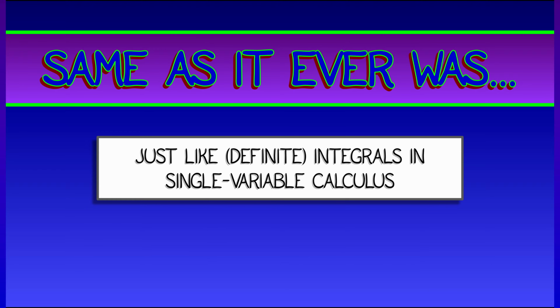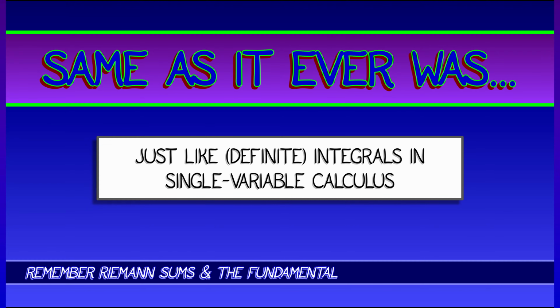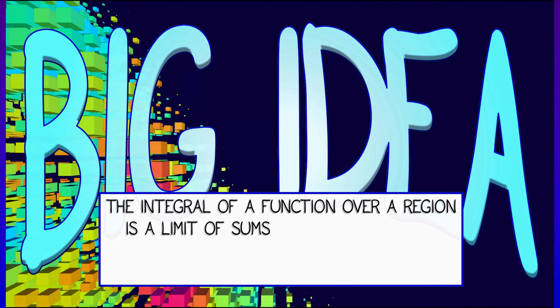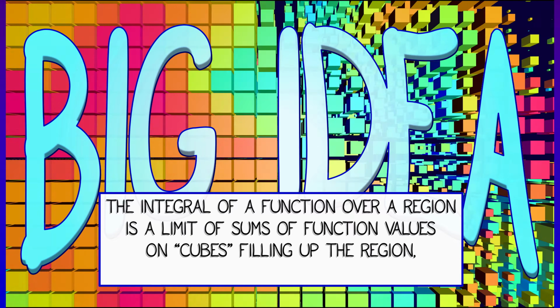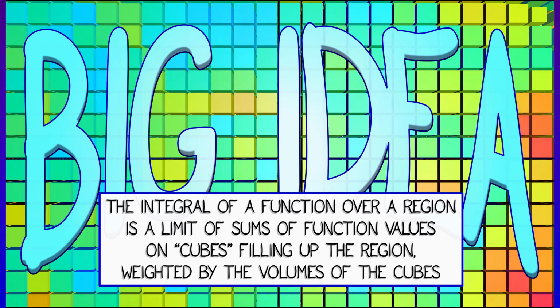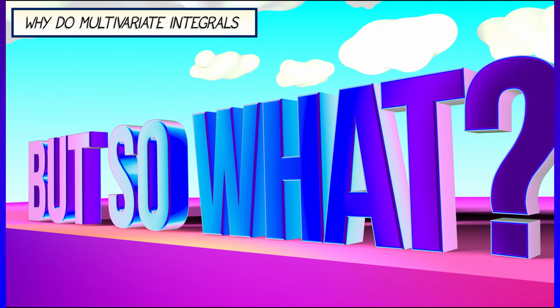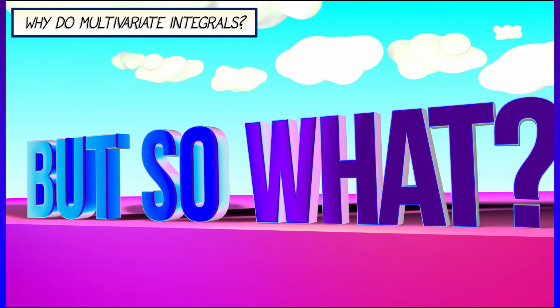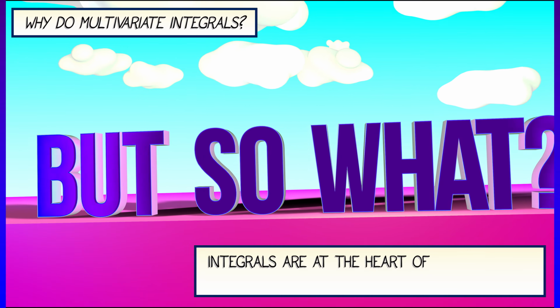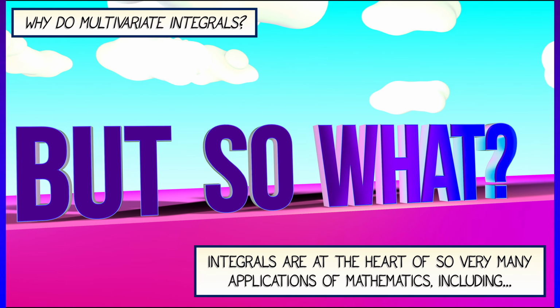We're going to take Riemann sums, the fundamental theorem, all that and more, and put it together in a higher dimensional setting, adapting the notion of a Riemann sum to a higher dimensional domain and an integrand on that in order to make sense of an integral. But why do we want to do that? Why do multivariate integrals? Oh, this is so useful in so many different applications.